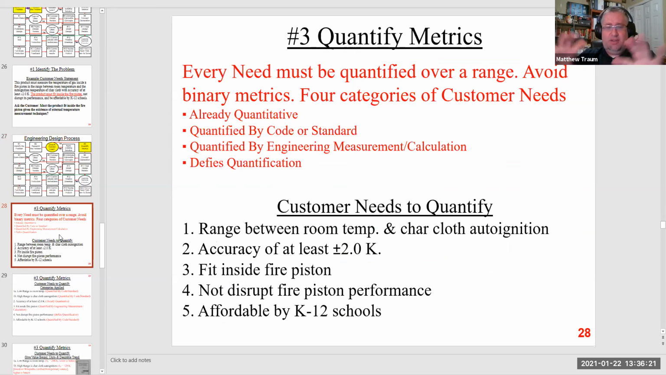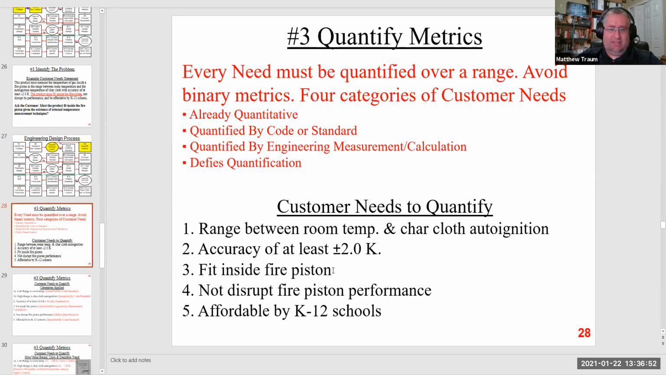So this is going to depart a little bit from what you did in DML. In DML, I think you were allowed to use binary metrics. And in 4501, I do not want you to use binary metrics, and I'll describe what that is in a second. So every customer need has to be quantified, and it has to be quantified over a range. When I say avoid binary metrics, what I mean is you want to avoid quantitative metrics that are basically yes or no, right? Is it something or is it not something?